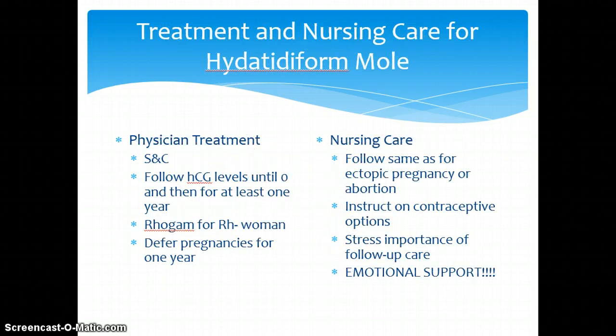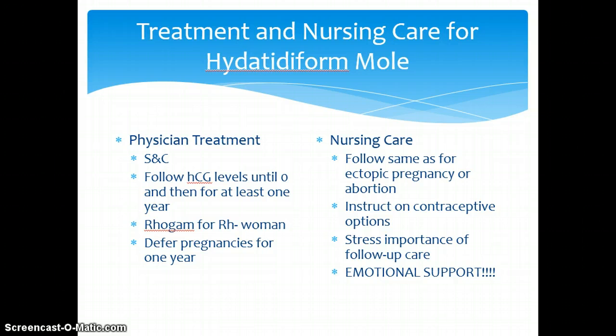Treatment and nursing care for hydatidiform molar pregnancy includes a suction and curettage by the physician, following those HCG levels until they are 0 and then for at least 1 year. And they're looking for the development of choriocarcinoma, which is a cancer. RhoGAM for women who are Rh negative, and education that the patient should defer pregnancies for 1 year.